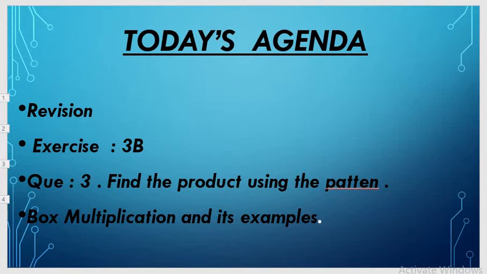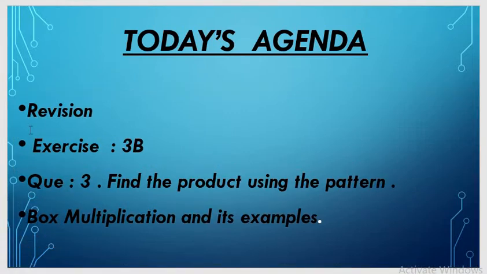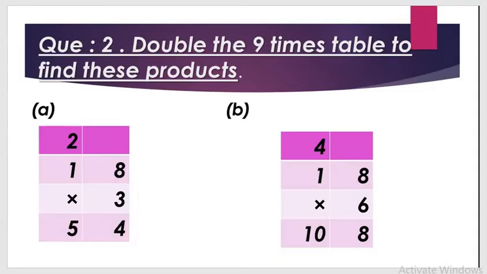Today we are going to learn the revision of the last lecture. Yesterday we did question number 3, find the product using the pattern. Then question number 4, multiplying in any order. So we have to do question number 3 and question number 4. First of all, let's do the revision of last lecture. Got my point, all students?